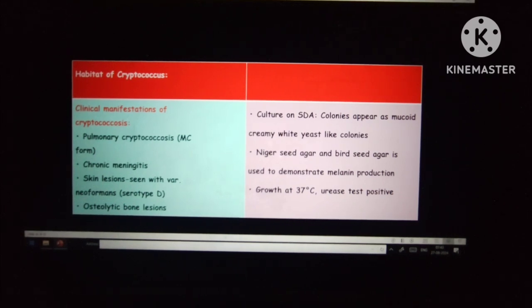Candida also produces the same, but on gram stain in cryptococcosis there won't be any pseudohyphae, whereas in Candida there will be pseudohyphae.